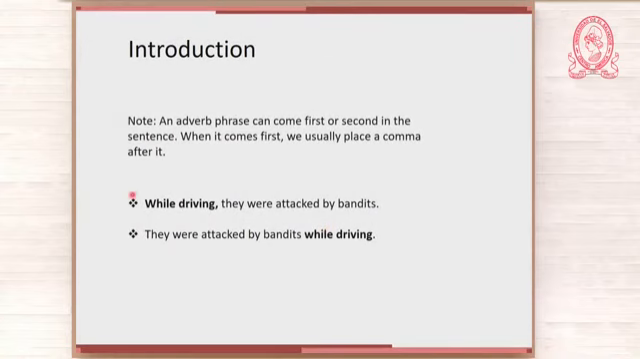Something else. Note, an adverb phrase can come first or second in the sentence. When it comes first, we usually place a comma after it, just like when you have an adverb clause. Look at this. While driving, they were attacked by bandits. What is it? This is an adverb phrase. No subject, and the verb is in the ing form. Okay? While driving, they were attacked by bandits.